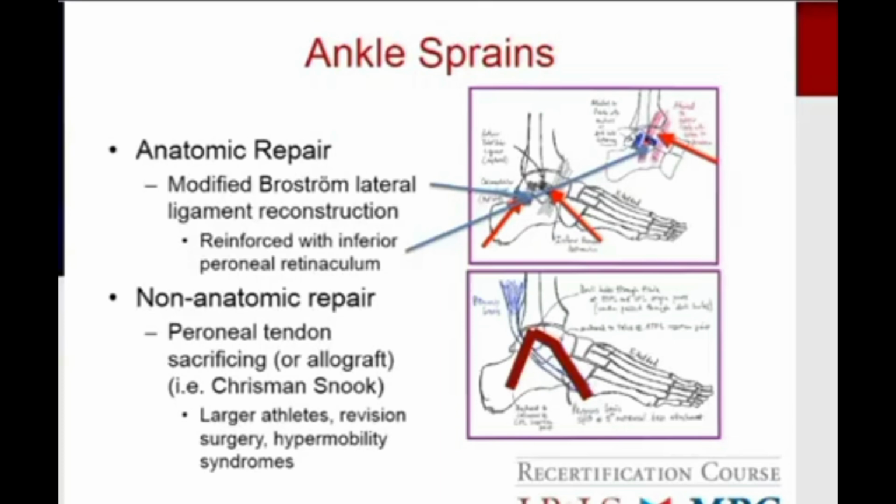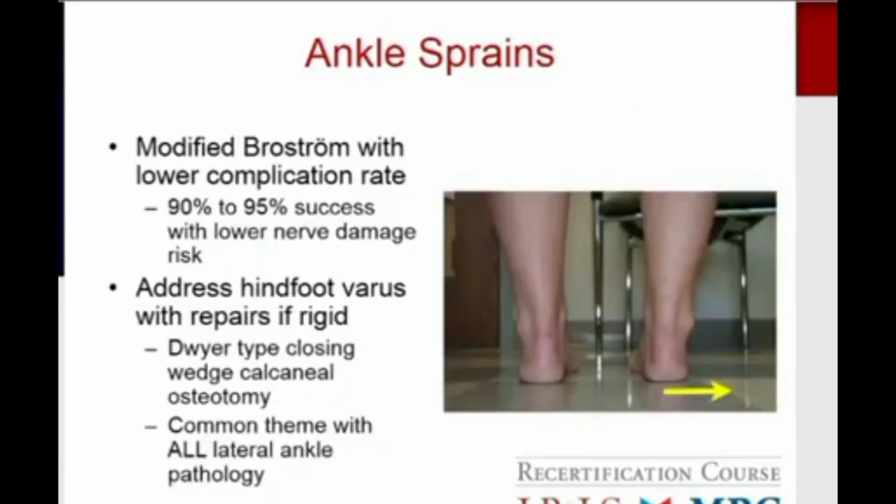We can consider non-anatomic repairs where we take either a slip of peroneal tendon or we utilize an allograft tendon to create a newly reestablished ligament complex laterally. Non-anatomic repairs like this, such as a Chrisman-Snook, are valid for large athletes, NFL linemen, revision surgery if your first modified Brostrom failed, or if they are a hypermobile patient. So if they have a positive thumb to forearm test or hyperextension of their elbows, consider a non-anatomic repair rather than a traditional modified Brostrom as your primary operative intervention. Again, they have a high success rate with a Brostrom. There's much less risk of nerve damage because of the incision placement.